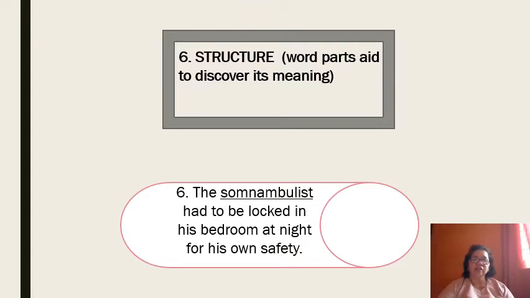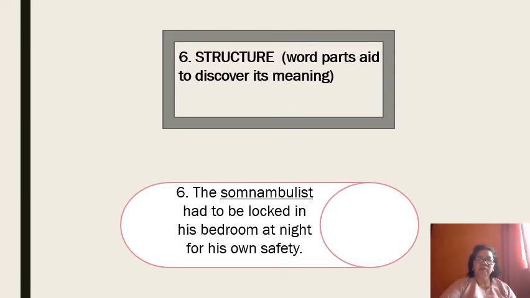So what do you think is the root word of somnambulist? That's correct. That is somnus, which means to sleep. Then the remaining part of somnambulist is ambulist. So what do you think is the other part of the word? That's correct. That is ambulare, which means to walk. And the last part of the word is ist.